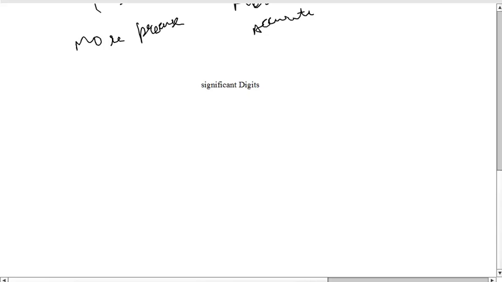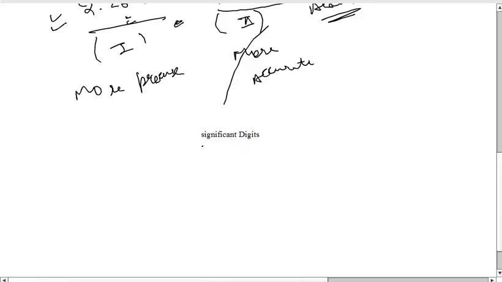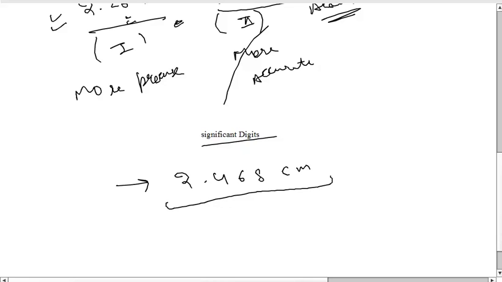Significant digits are basically for any quantity we are measuring. For example, if we measure the length as 2.468 centimeter, we need to find what the significant digits are, that is, how many digits are significant for the quantity to be measured accurately. So we determine the significant digits in every quantity, in every number. That is what we are trying to find: the number of significant digits.